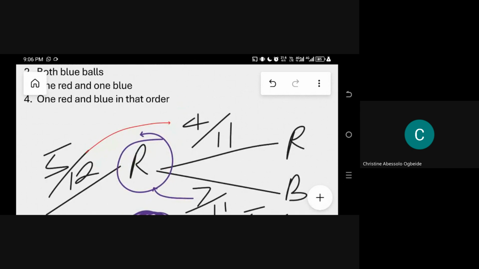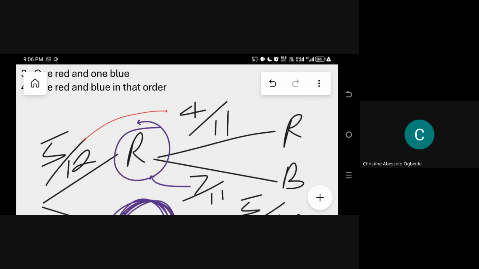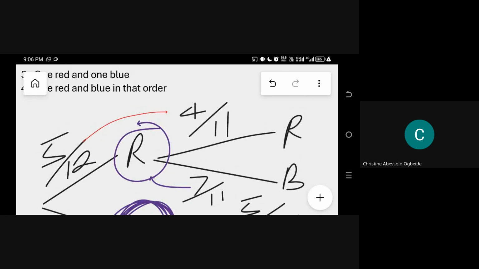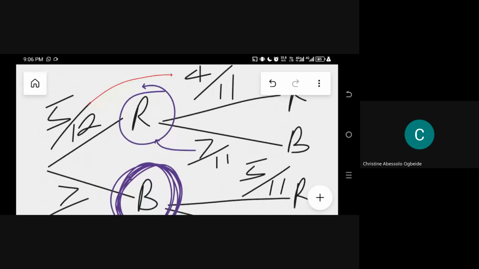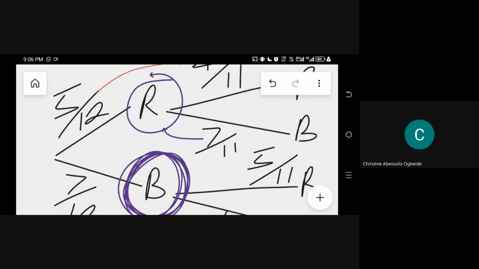Then look at this one at the bottom for the blue. It says that if it was red you picked that first time, then probability of picking blue a second time, your blue has not been touched. Because look at it, it was red you picked the first time. So your blue remains 7, but the total will no longer be 12 since you didn't replace that red. So over 11.